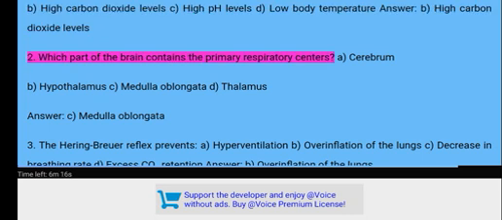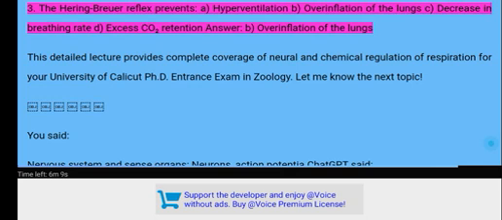2. Which part of the brain contains the primary respiratory centers? A. Cerebrum. B. Hypothalamus. C. Medulla oblongata. D. Thalamus. Answer. C. Medulla oblongata. 3. The Hering-Breuer reflex prevents: A. Hyperventilation. B. Overinflation of the lungs. C. Decrease in breathing rate. D. Excess CO2 retention. Answer. B. Overinflation of the lungs.